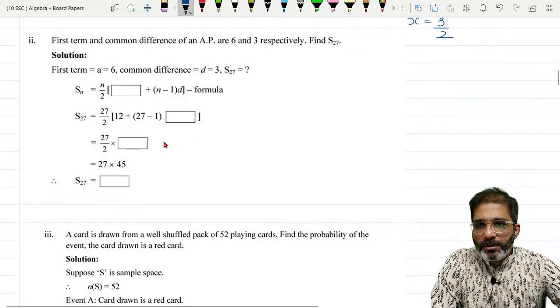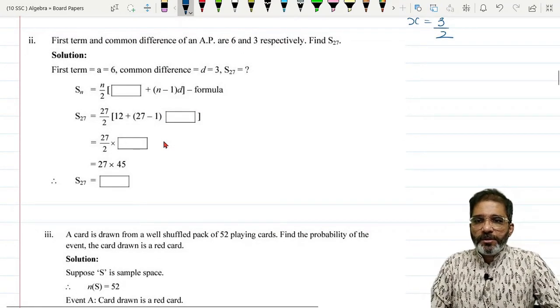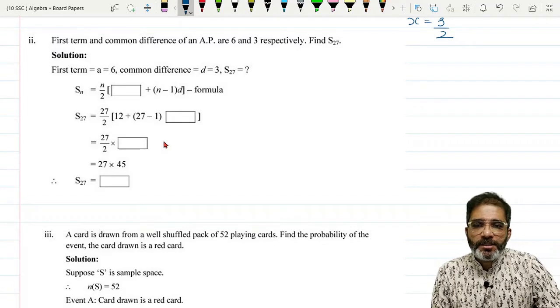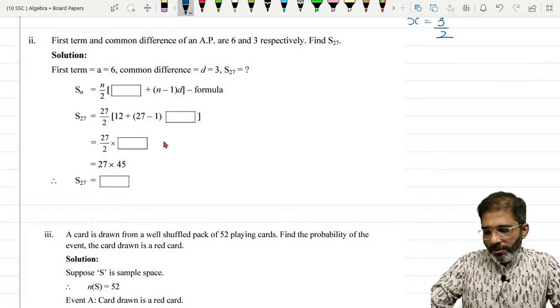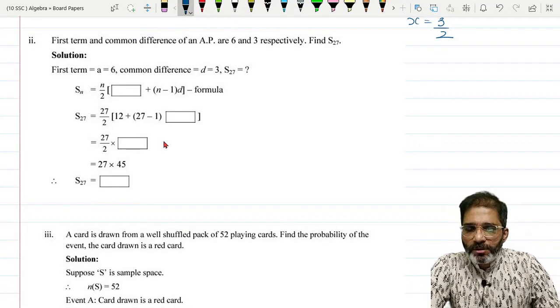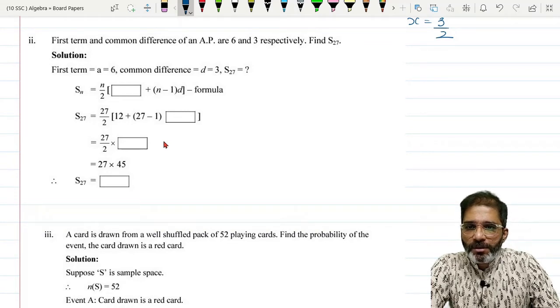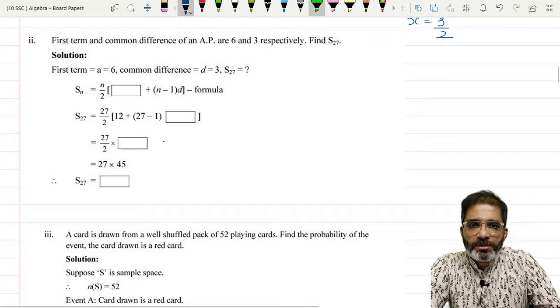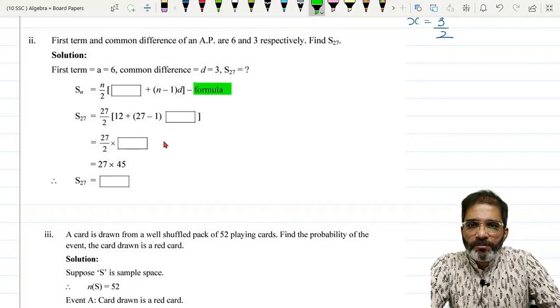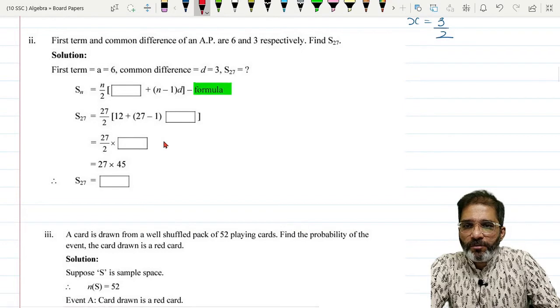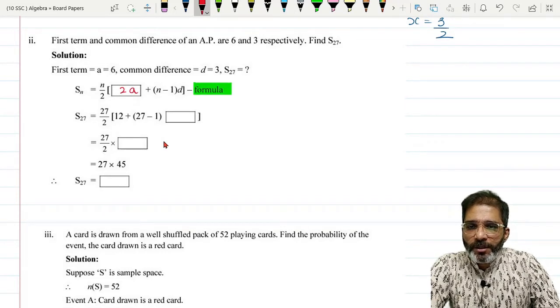Okay, so here they have given the first term and the common difference as 6 and 3. Okay, and we have to solve the sum. You have to complete the activity. So the value of a is 6 and the value of d is 3. Okay, so in the first step we have to just write down the formula. Okay, students, here they have mentioned write down the formula. So here we are going to just write down the formula n upon 2 bracket 2a plus bracket n minus 1 d.